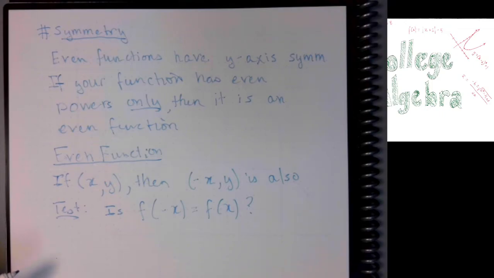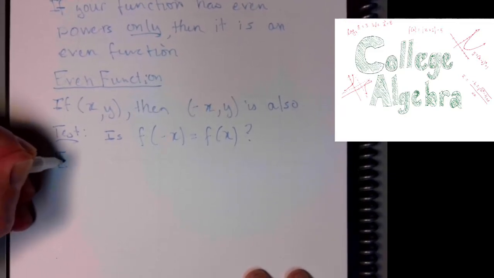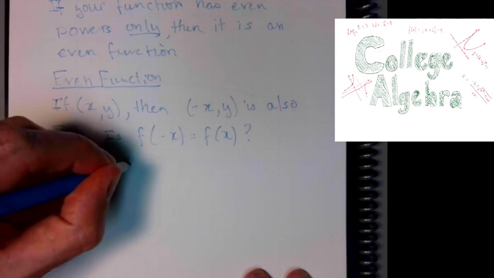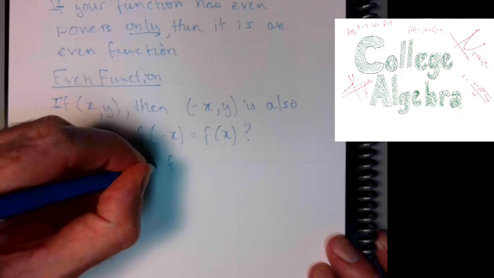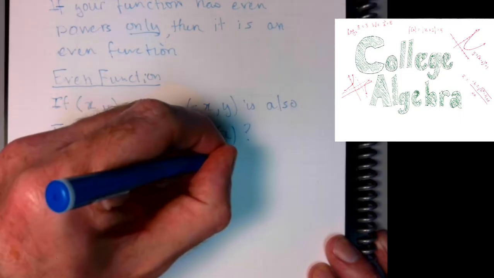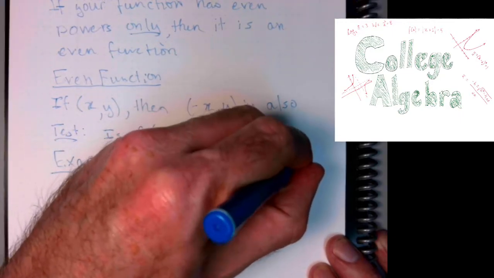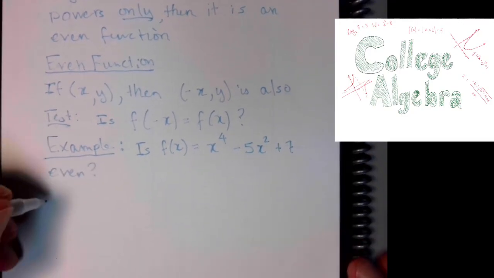Let me move that up to the front there. Okay, so that's the question you're going to answer. So you can tell from a function's formula whether or not you have an even function. Let's try this. Is f of x equals x to the fourth minus 5x squared plus 7 even? Okay, so we'll do the test.